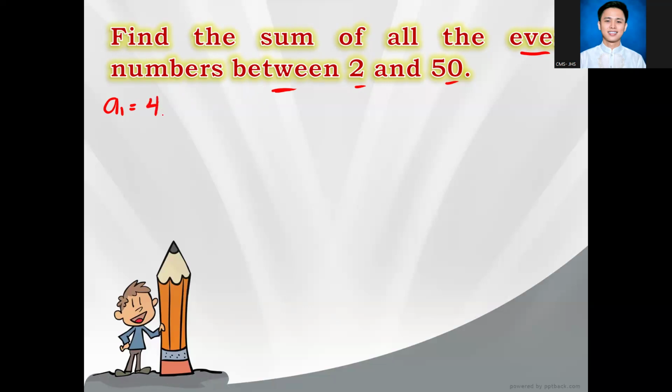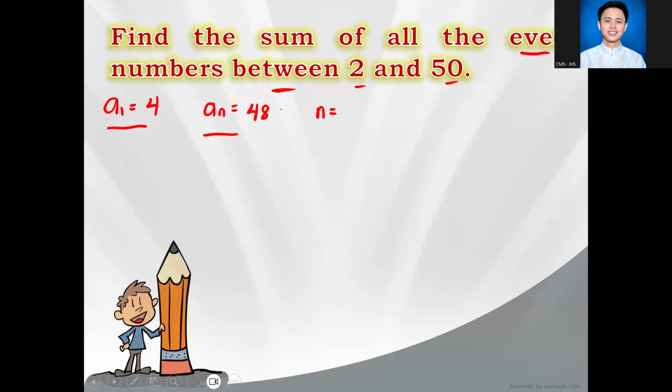So what is the first even number between 2 and 50? 4, right? Next, what is the last, A sub n, what is the last even number between 2 and 50? Again, 50 is an even number, but we cannot include it. 2 and 50, we cannot include them. So, the last even number between 2 and 50 is 48. Right? So, we have the first term and the last term, but we don't know how many terms we are adding. How many terms are we adding?